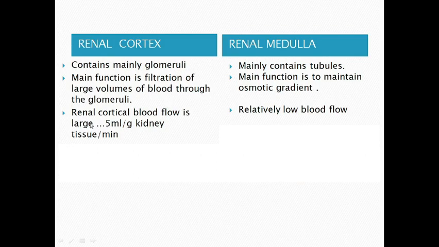The renal cortical blood flow is large, that is 5 ml per gram of kidney tissue per minute, because it needs a constant blood flow so as to filter large volumes of blood. However, renal medulla has relatively low volumes of blood flow so as to maintain the osmotic gradient and to prevent the flushing out of the solutes from the medulla.